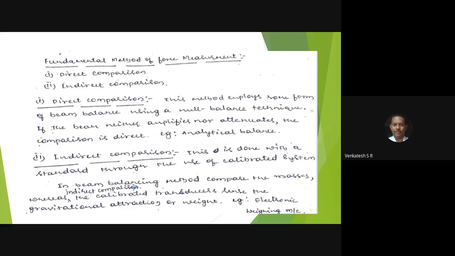Due to the application of the force on the strain gauge, there will be a change in the resistance. That resistance is measured in terms of an analogous signal. That analogous signal is converted into a voltage signal. Voltage signal is converted into a digital signal. That digital signal is measured in the digital display in terms of grams or kgs. So that is the direct comparison and indirect comparison.